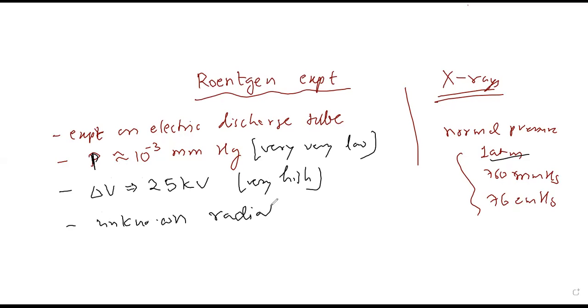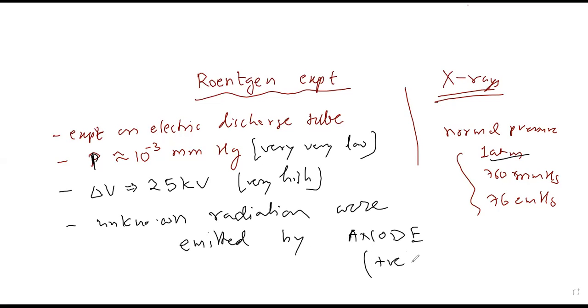emitted by the anode, not the cathode, by the anode. This is important. Anode means the plate which is connected to the positive side of the battery, right? So this unknown radiation, he said it is X-rays because it is highly energetic, right? Now we know how this is produced.